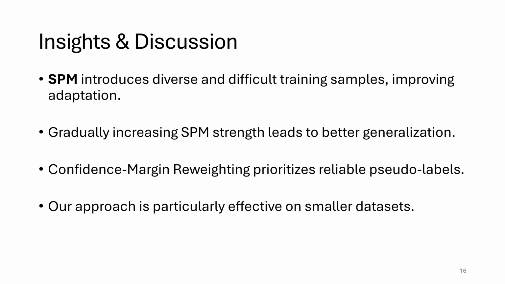This is because, firstly, small datasets are prone to overfitting, so SPM is particularly effective in enhancing data diversity. Second, the impact of noisy pseudo-labels is more pronounced in smaller datasets, making confidence margin reweighting essential for reducing the influence of uncertain labels while emphasizing confident predictions.